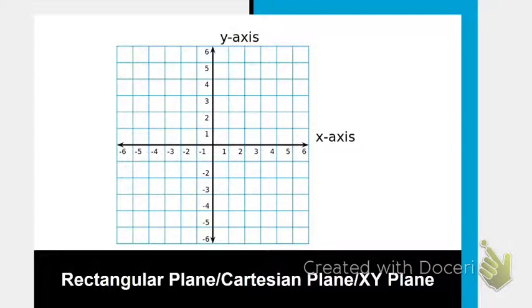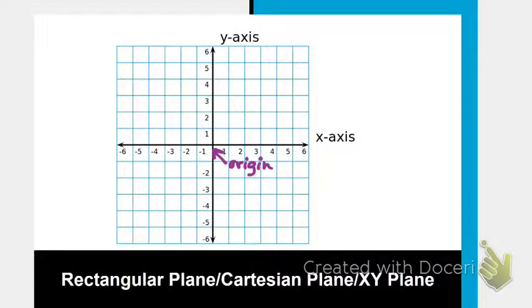What do you guys remember about this? Tell me everything you know. X is side to side, Y is up and down. What else do you remember? Origin is (0, 0). So this guy right here. There are 4 quadrants.